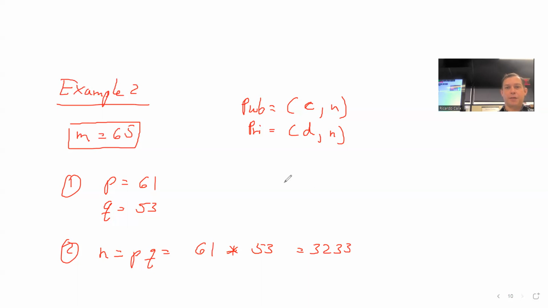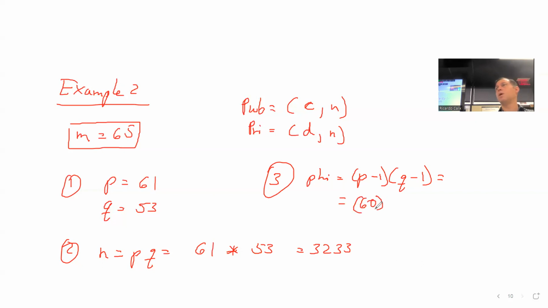Then we're going to calculate phi. So I'm going to do step 3 here. And that will be, if you remember, phi was (P minus 1) times (Q minus 1), okay? So this is going to be 60, because it's 61 minus 1, and Q minus 1 should be 53 minus 1, which is 52. So that is 3,120, okay? Think about these numbers already, right?